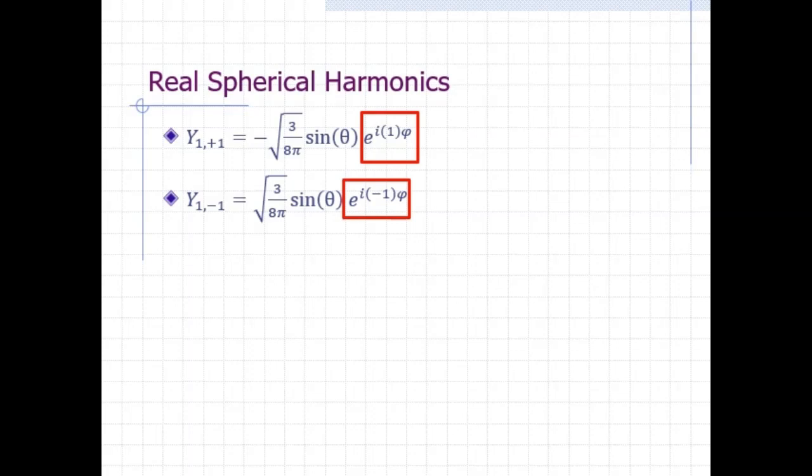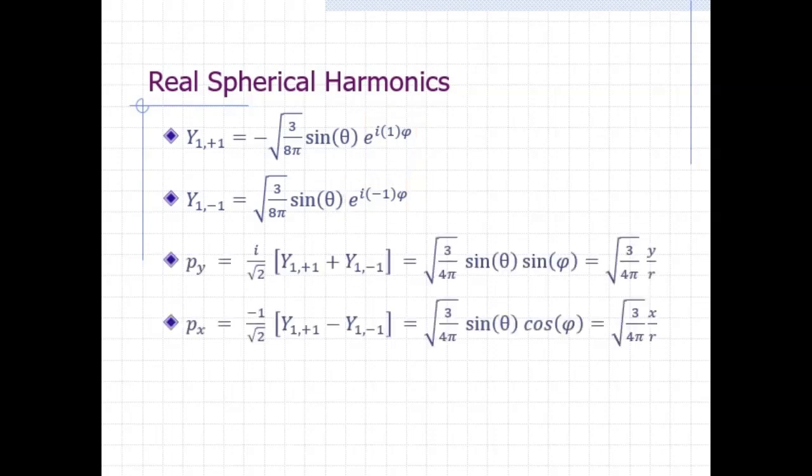Since these two wave functions are degenerate eigenfunctions of the Hamiltonian operator, any linear combination would also be an eigenfunction of the Hamiltonian operator. These two linear combinations, shown here as py and px, can be shown to be real. Multiplying the sum of Y1,+1 and Y1,-1 by i over square root of 2 gives us square root of 3 over 4 pi times sine theta times sine phi. Multiplying the difference of Y1,+1 and Y1,-1 by negative 1 over square root of 2 gives us square root of 3 over 4 pi times sine theta times cosine phi.